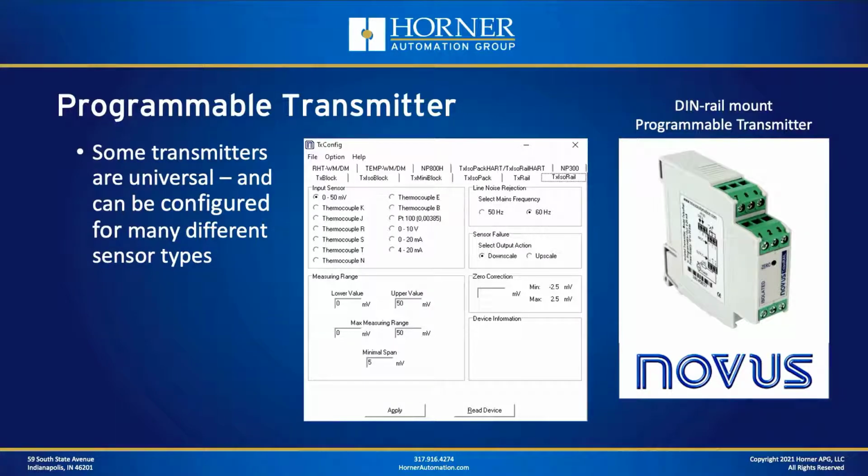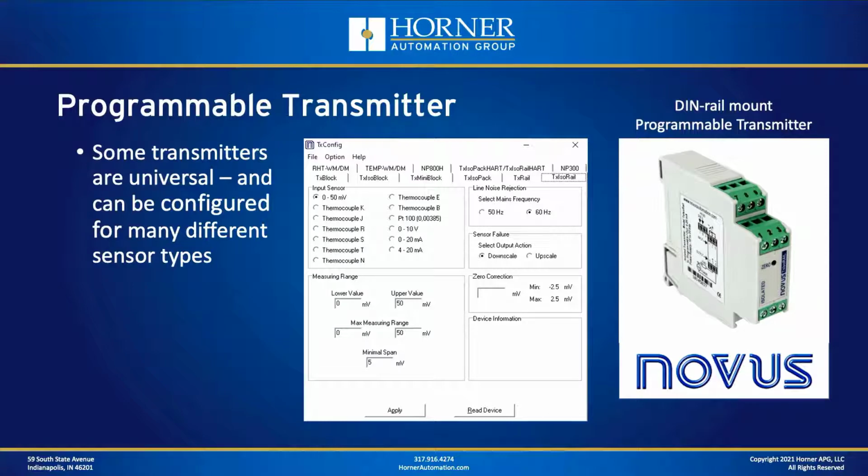One of the products I really like that I want to talk about, and Novus isn't the only company that makes these, is programmable transmitters. It's a single transmitter that can be configured over USB from a PC that allows you to select a variety of different sensors, from thermocouples to RTDs to 0 to 10 volts, even millivolts. You know, for load cells, those use a millivolt output.